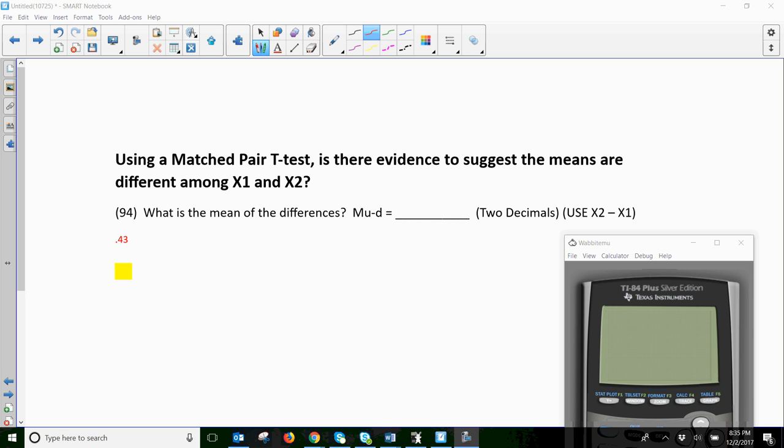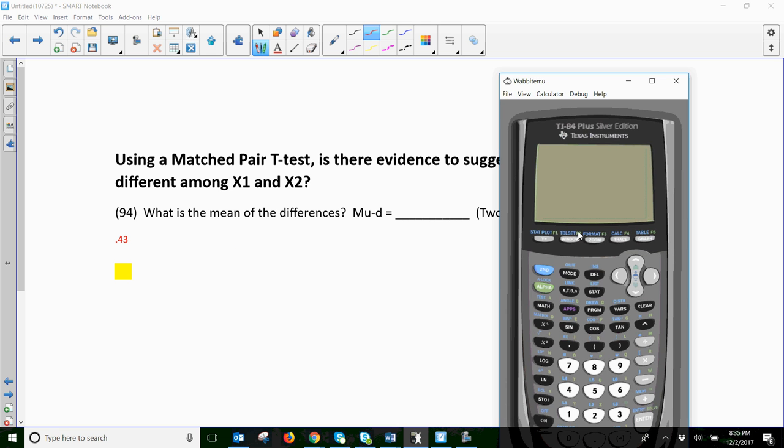Okay, in this video we're going to take a look at problems 94 through 101. We're going to be running a matched pair t-test between x1 and x2, and we want to know if there's evidence to suggest the means are different. So if you recall earlier, we put x1 in list 1 and x2 in list 2. Let's just verify that.